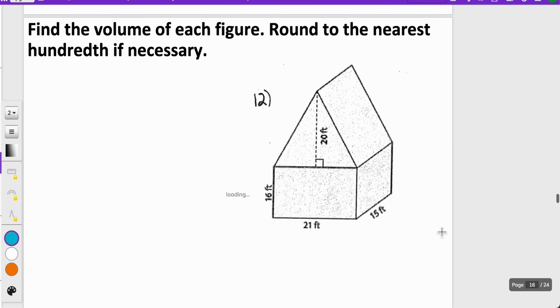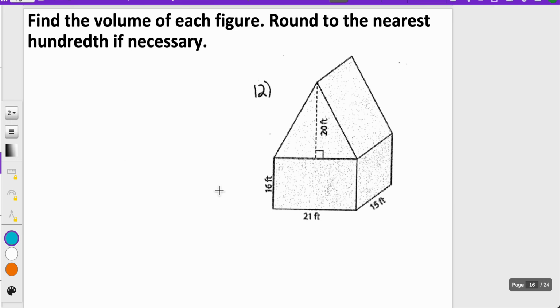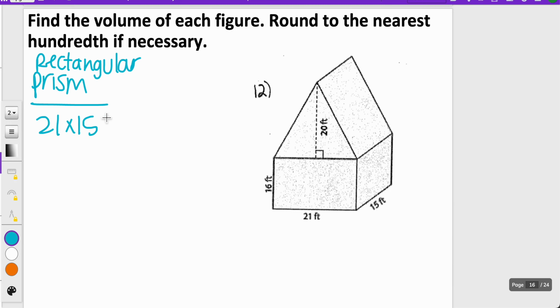Our last bonus we can try, this one's a little bit easier. I started with a prism on the bottom, so we'll call this my rectangular prism. And I'm using length, width, and height, so 21 times 15 times 16. So 21 times 15 times 16, I'm getting 5,040 cubic feet.